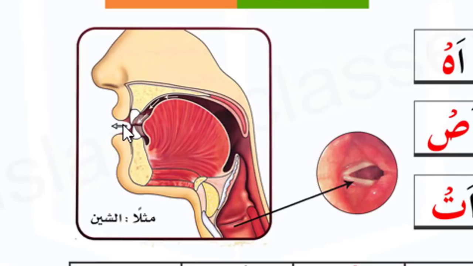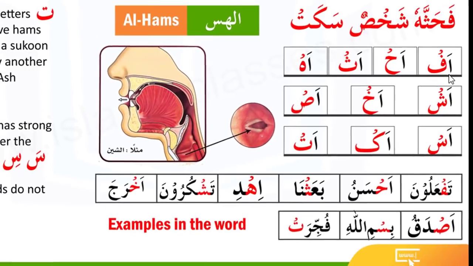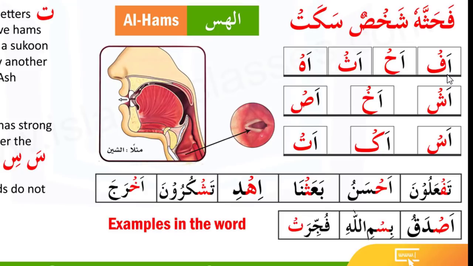Now we go to practice the examples of these al-hams letters. There are 10 letters in this group: فَحَثَّهُ شَخْصٌ سَكَتْ. So now we start. The first, you just need to repeat after me. I say af. Look, my sound, and I am flowing the air.